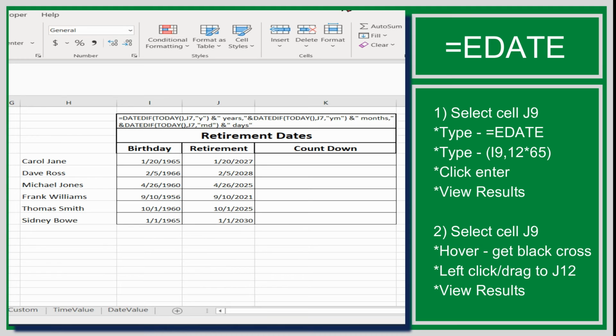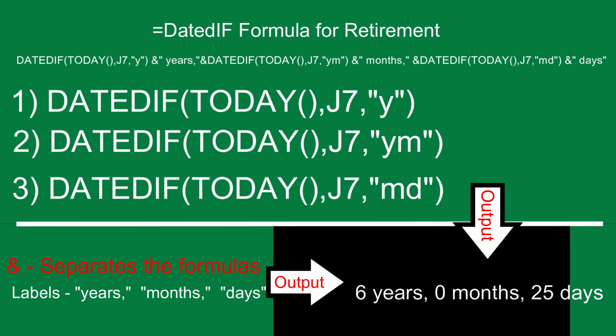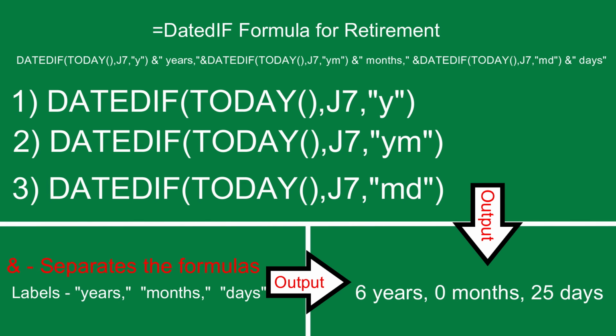Next, I'm going to determine exactly how many years, months, and days each individual has until their retirement date. I'm going to do this by using the DATEDIF feature, but this will be a combined formula. So now that we have determined the retirement date for each employee, I would like to do a formula to determine the countdown. The formula on your screen represents the formula we'll be using for Carol Jane. This is actually 3 combined formulas. Each will return a separate value. Each formula calculates the difference between today's date and the retirement date.